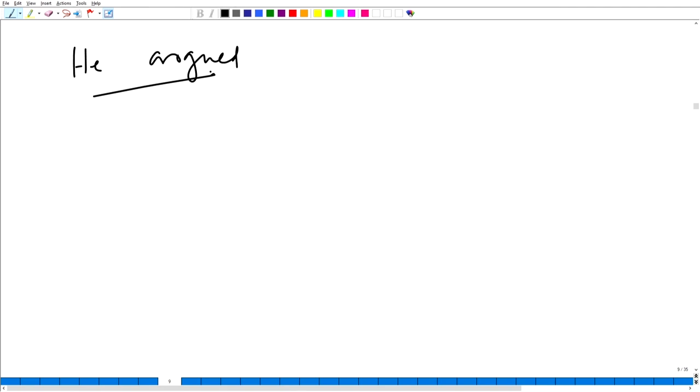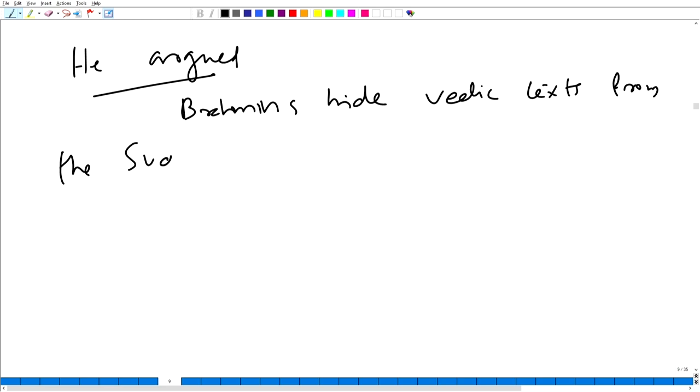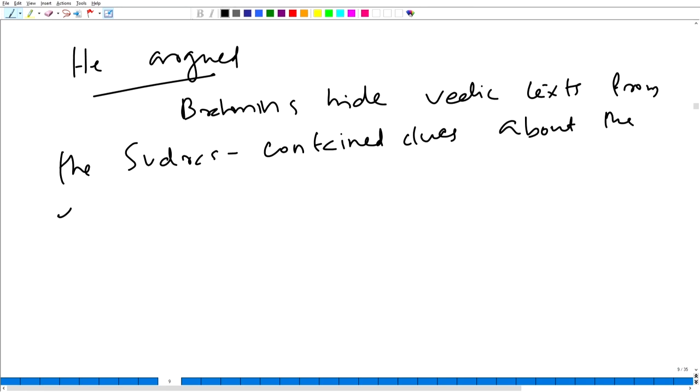His another argument was that the Brahmins hide Vedic text from the Shudras. Why? Jyotirao Phule argued that since the Vedic text contained clues about the enslavement of the Shudras, that is why the Brahmins hid the Vedic texts from reaching the Shudras.